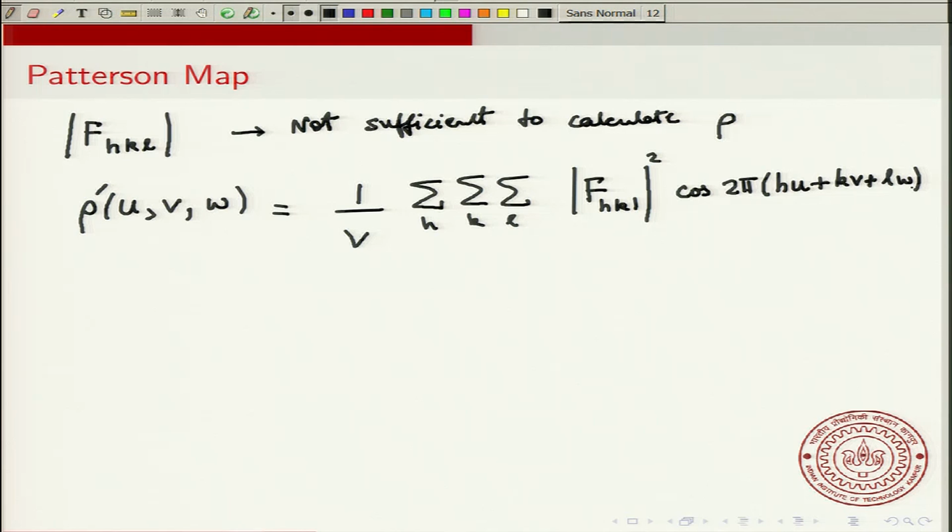So, it is exactly like what was used in the case of the electron density maps, but it takes into account the fact that experimentally we only determine the absolute value of F of HKL and not F of HKL with its sign. And now this turns out, this Patterson map is related to the location of pairs of atoms.